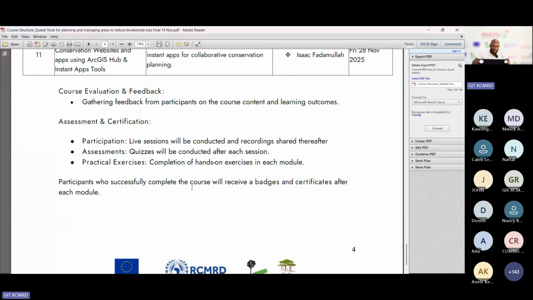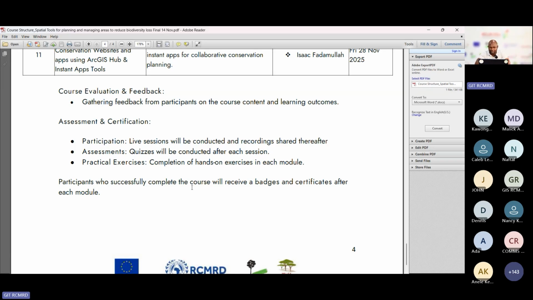We'll interact with the participants during the live sessions. And where time will not allow, we'll also move to the RCMRD or RCOE community and also LinkedIn. So feel free to interact with us on those platforms. We'll be giving out practical exercises, and these will also contribute to a final mark.